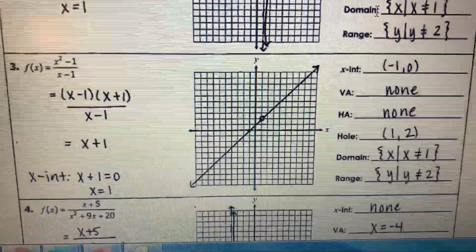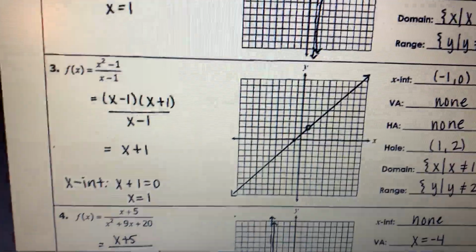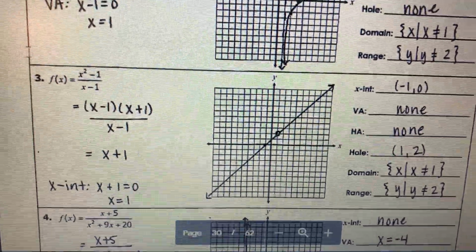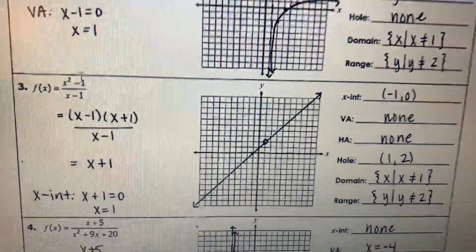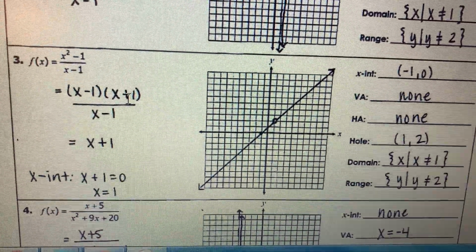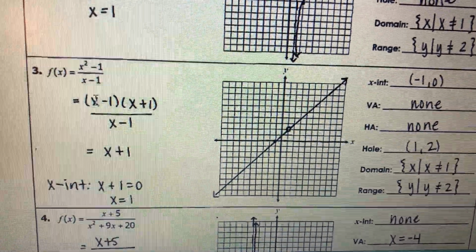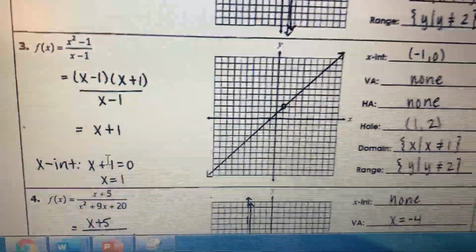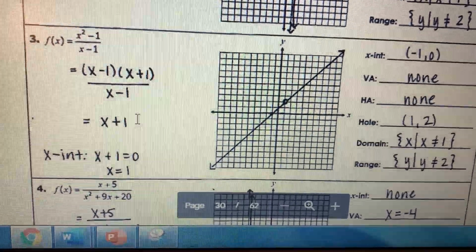In some cases, like let's look at this one. In some cases, you actually won't have any curves, and I'll show you why. Step one, we need to simplify, right? So we factor this. We got x minus 1 times x plus 1, and it looks like we can cancel out these x minus 1s. And this is what we get, simplified version, x plus 1.